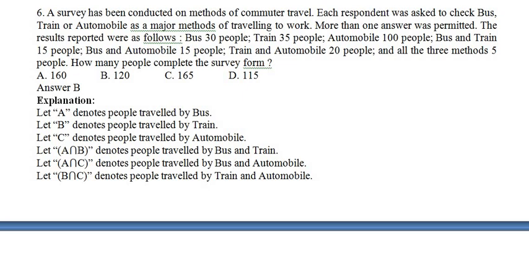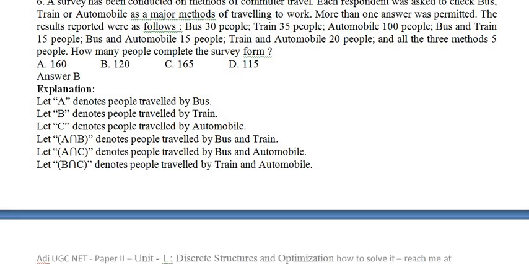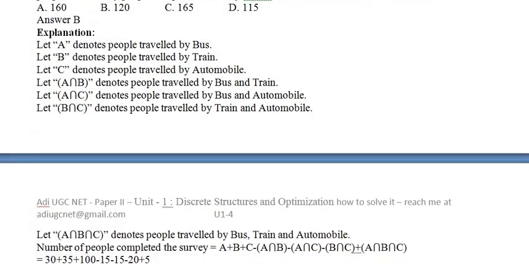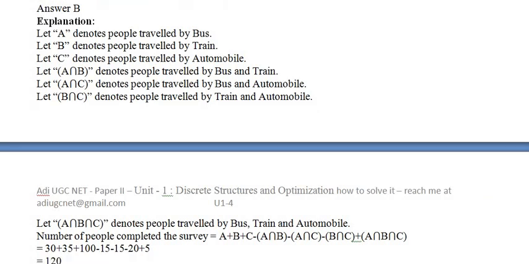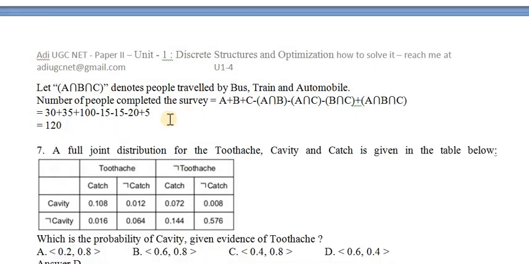Okay, it's very simple. You want to make 3 circles with a Venn diagram. It's a very simple formula, right? The number of people who completed the survey is the number of people who like bus, train and automobile, minus the intersections common to bus and train, bus and automobile, and train and automobile, plus all 3. So you substitute all the values and you will be getting 120. Okay, that is very simple.